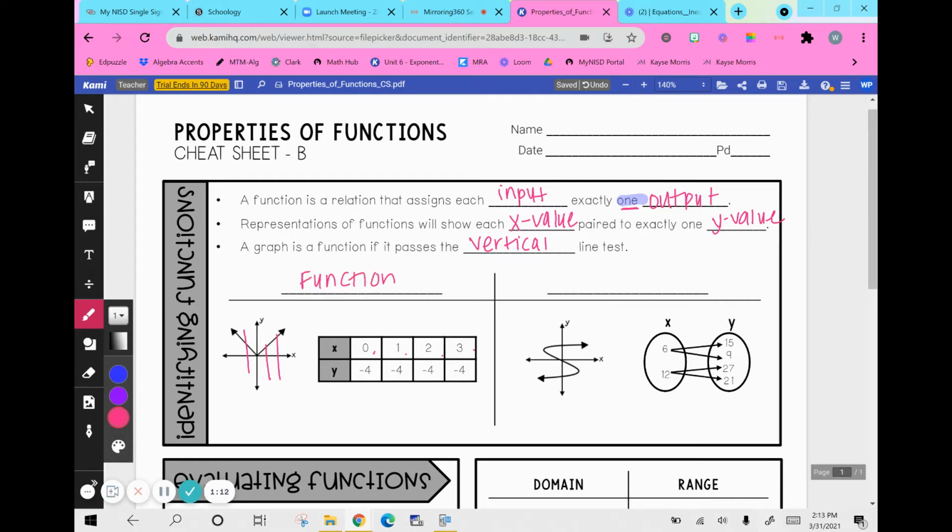This represents functions. And then over here, do you see how on this graph, when I draw a vertical line, I'm going to touch it not once, not twice, but 3 times? So that's not a function. And then here our X value 6 goes to 15 and to 9, so it's got 2 outputs. So this is not a function.